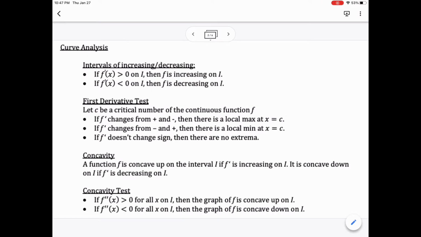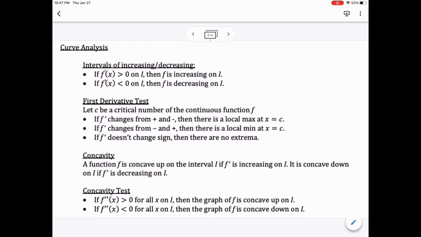The main thing we'll be doing in this section is something called curve analysis. We'll be looking at the first and second derivatives of our function and using those to take out characteristics of the function and use that to sketch our graph. Remember that intervals of increasing and decreasing: when the derivative is positive, your function is increasing. When your derivative is negative, your function is decreasing.